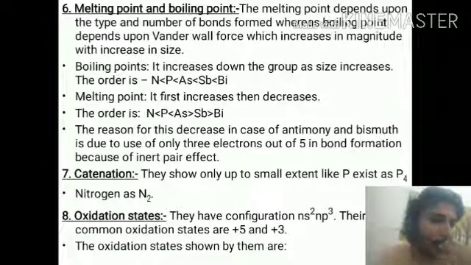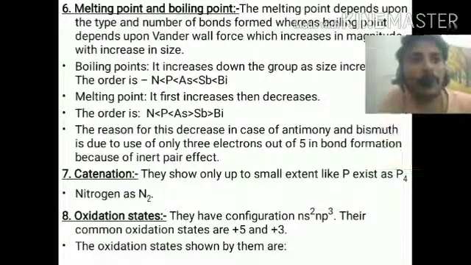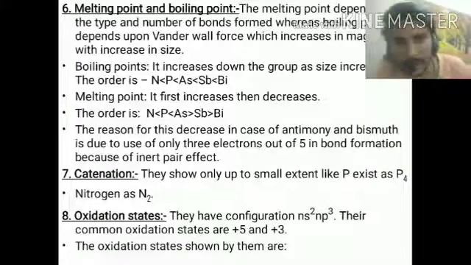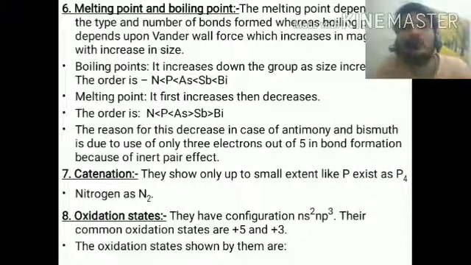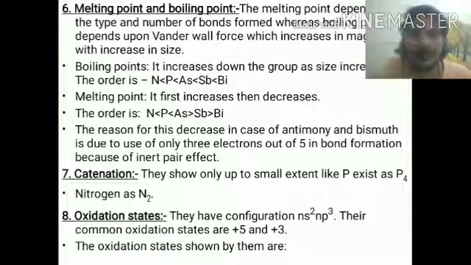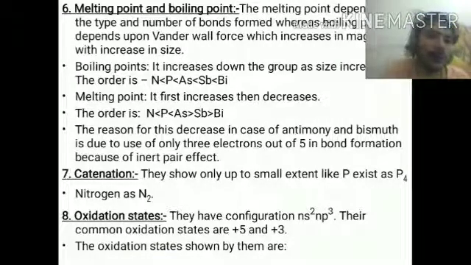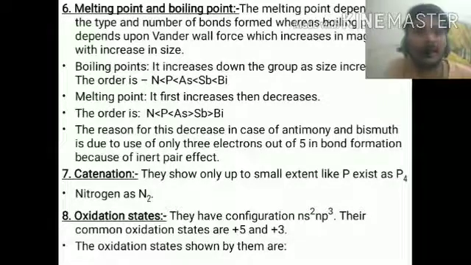Now catenation. Catenation is a property of carbon in which carbon forms single bond, double bond, triple bond molecules and long chain molecules. What is catenation? Only nitrogen and phosphorus, two elements, show the catenation property.